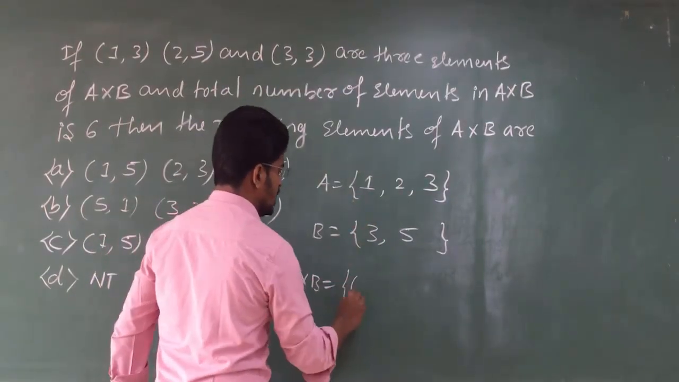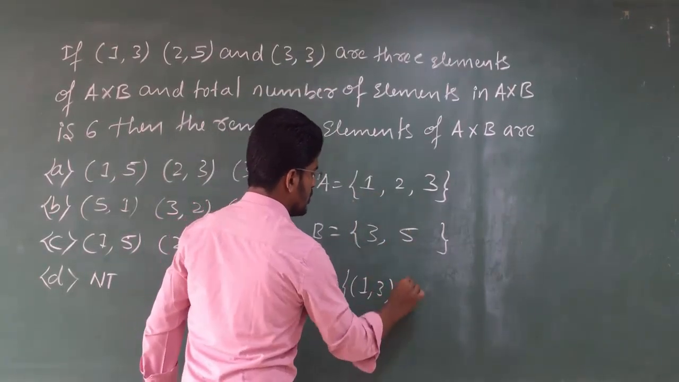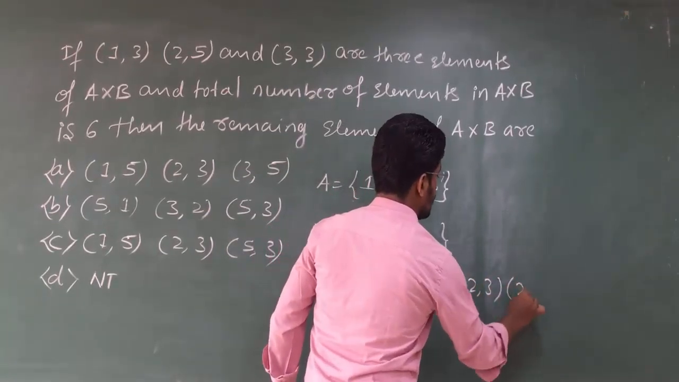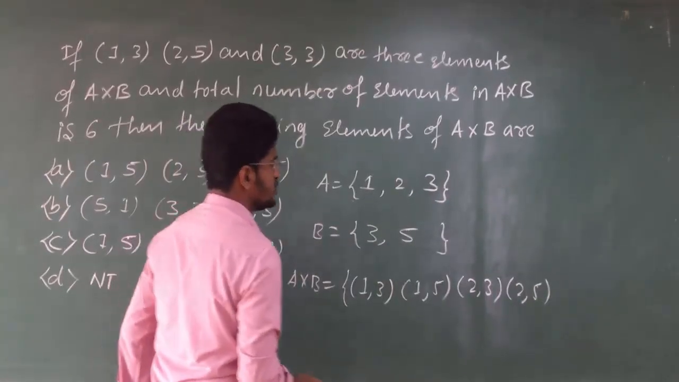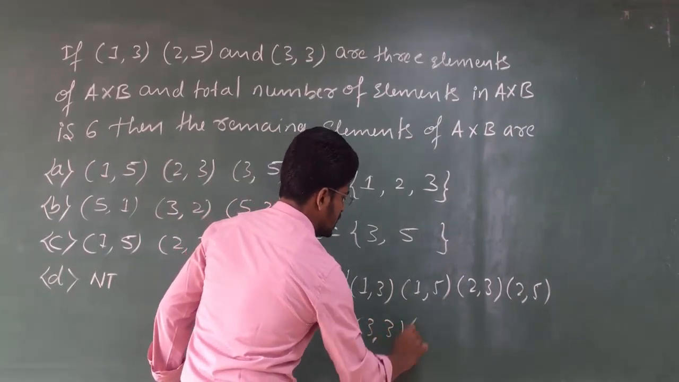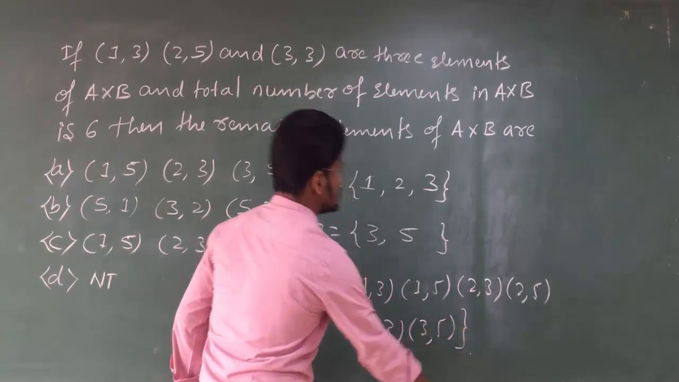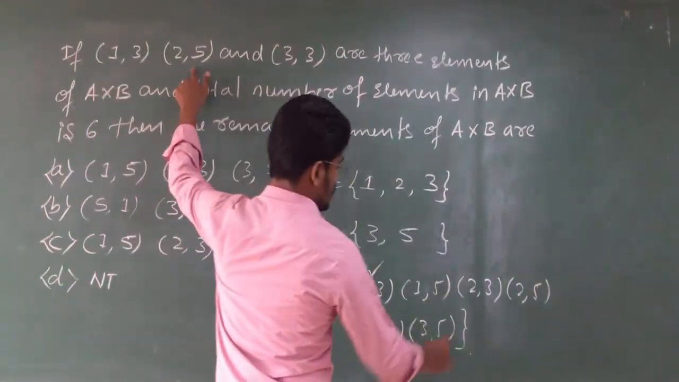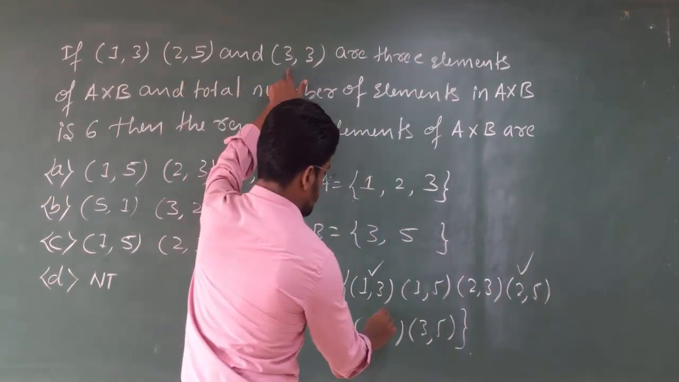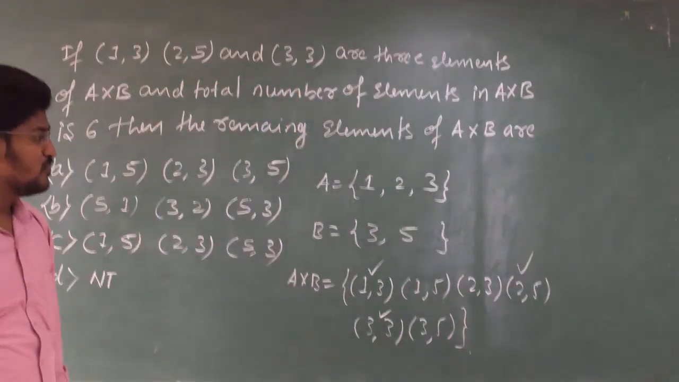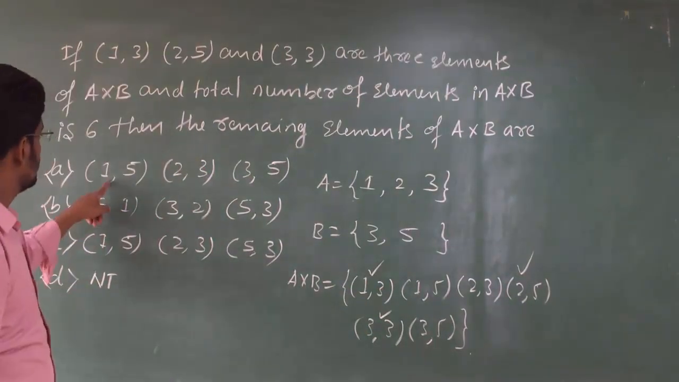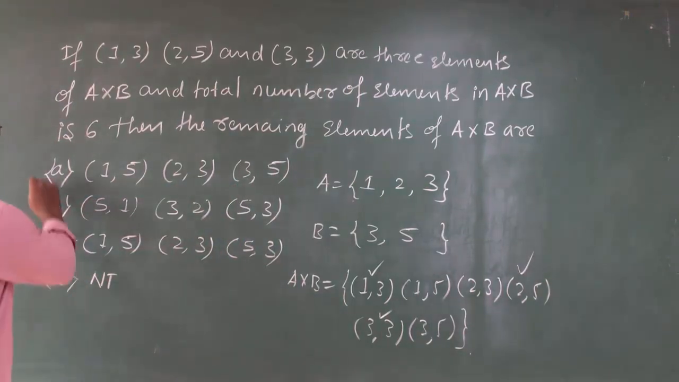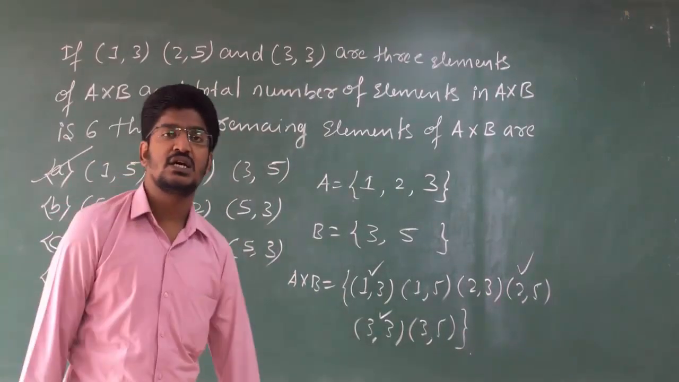1, 3, 1, 5. Next 2, 3, 2, 5. Next you are going to have 3, 3, 3, 5. So here 3 order pairs 1, 3, 2, 5 and 3, 3 are already given. So the remaining are 1, 5, 2, 3, 3, 5. Therefore option A will be the correct answer.